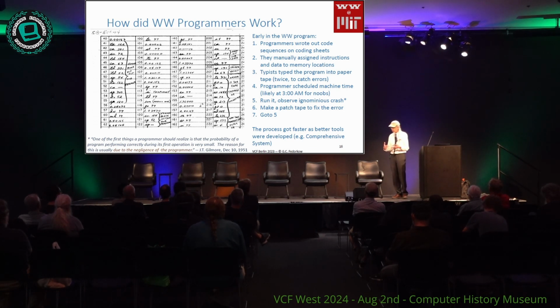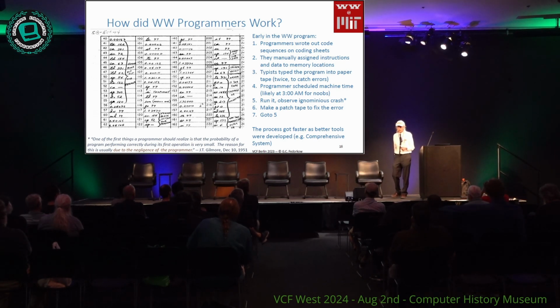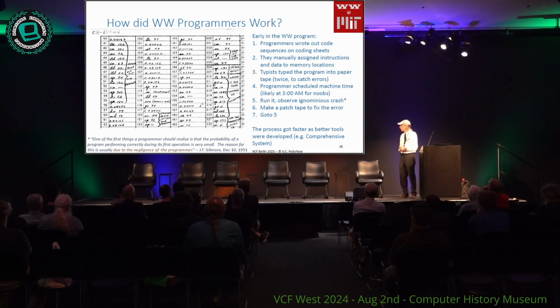So at the start, coding was totally manual, right? Pencil and paper. Hand it to the typist. Typist types the paper tape twice, once to check. Programmer schedules machine time and loads the program. It doesn't work, and they bang their head against the wall, and maybe they have time to patch the tape, and maybe they don't, and they get scheduled for the next slot.